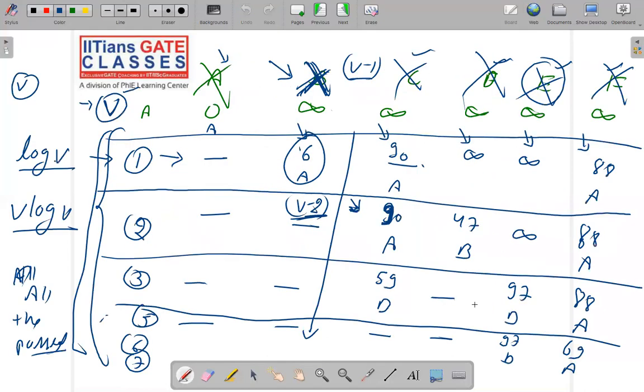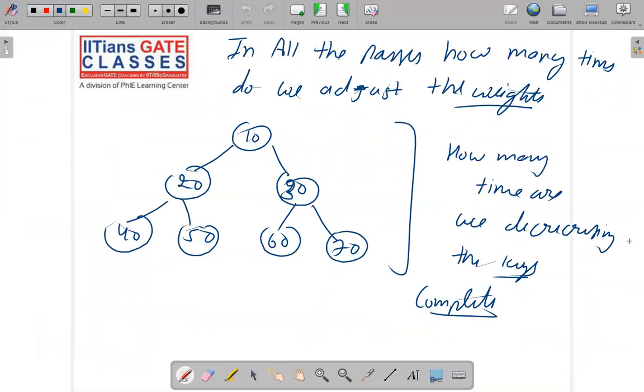Initially, at the first step, we will do V minus 1 adjustment. So we'll delete A and every other infinite value will be reduced. If A is connected to all other nodes, V minus 1 decrease key operations will happen. So in a single decrease key operation, what is the worst case time complexity?